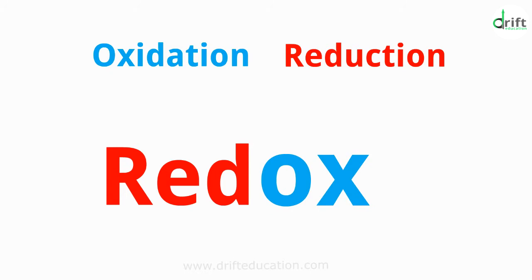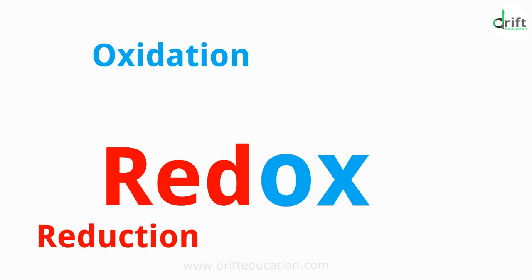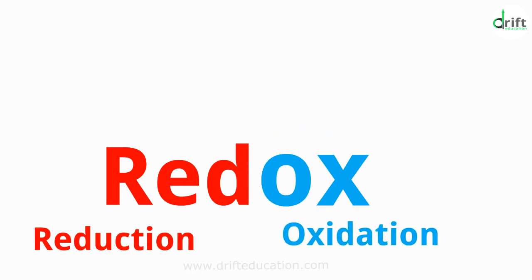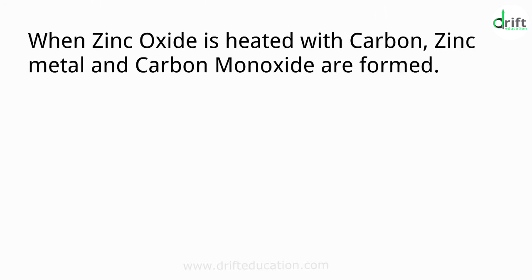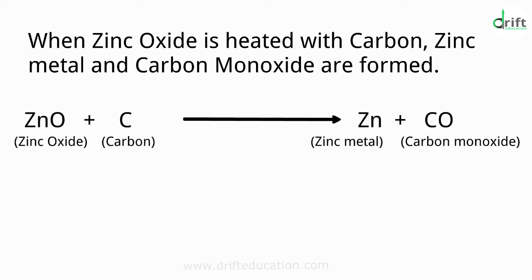In the name redox, if you see carefully, the term red stands for reduction, while the term ox stands for oxidation. Let us consider an example to make things more clear. When zinc oxide is heated with carbon, zinc metal and carbon monoxide are formed. In this reaction, ZnO, that is zinc oxide, is losing oxygen. So, it is being reduced to zinc, Zn.